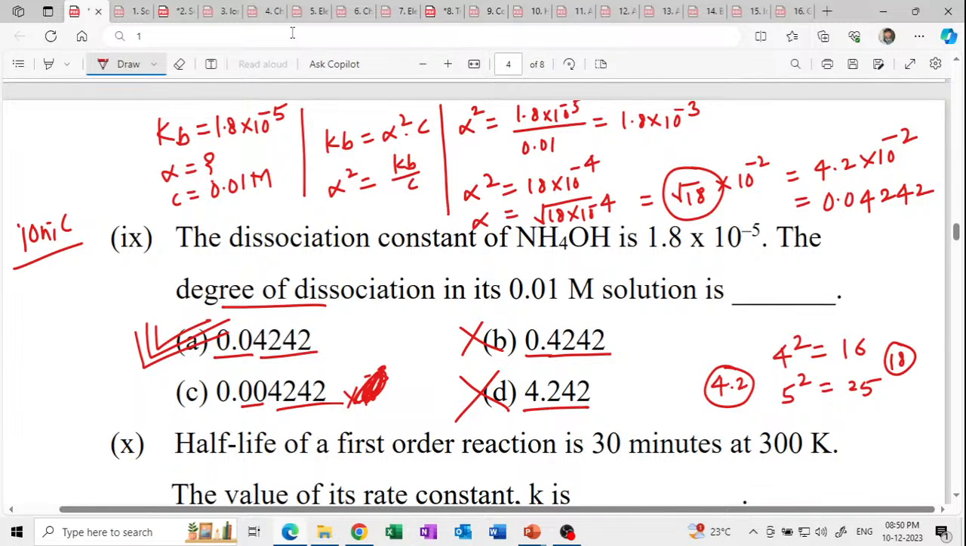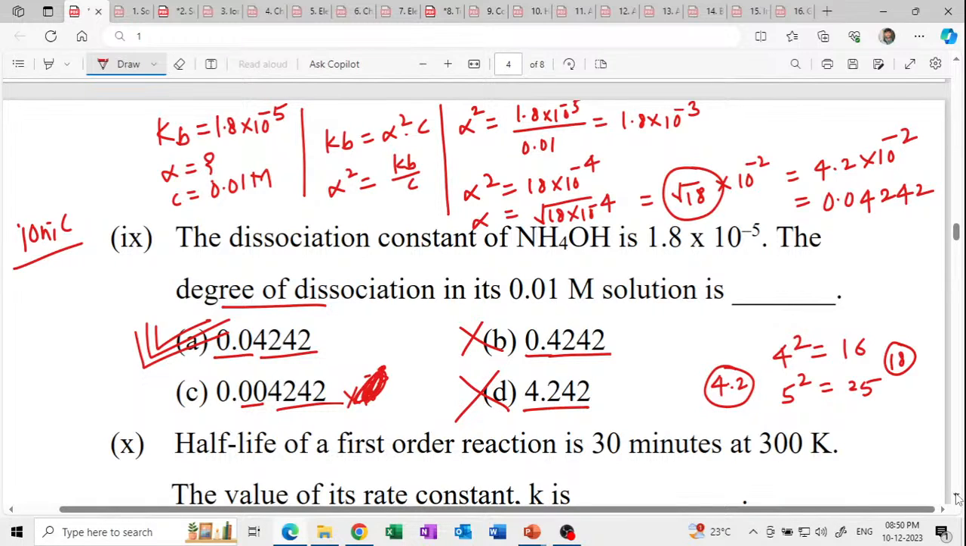Okay. So that's a question from ionic equilibrium. Next is the 10th question: the half-life of a first order reaction. This is a question from chemical kinetics. Half-life, then what is given?